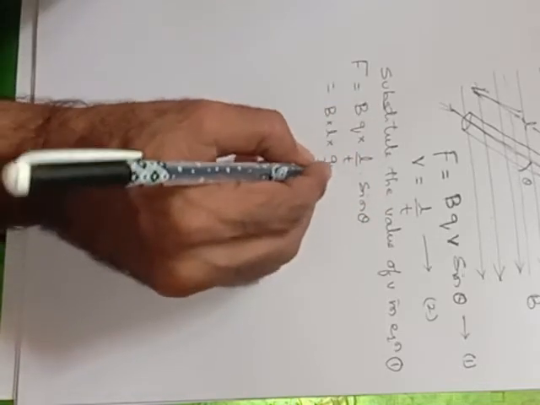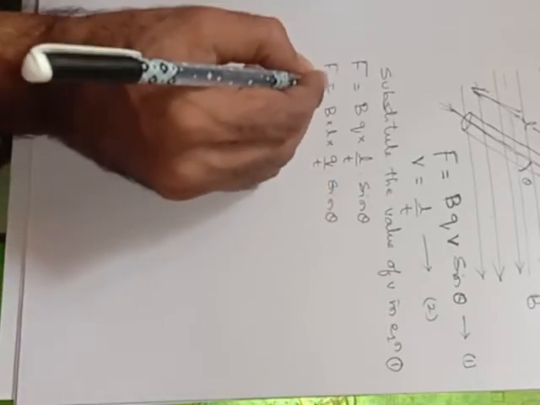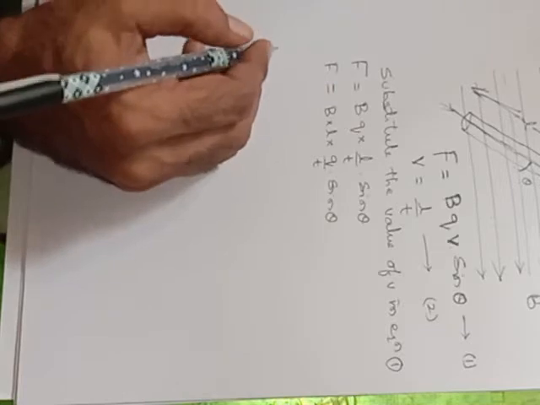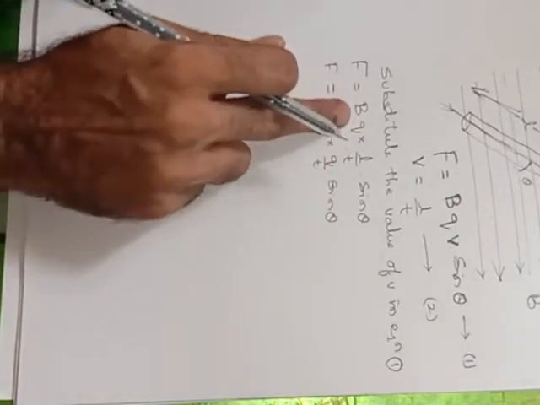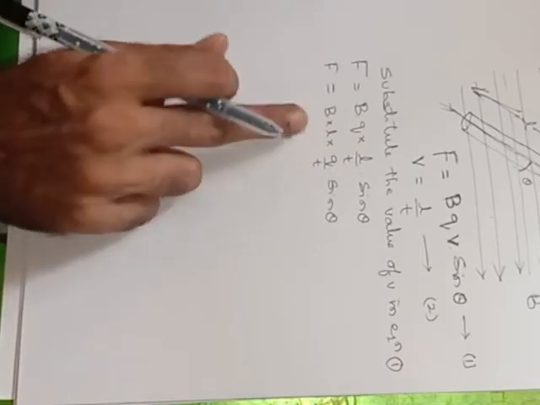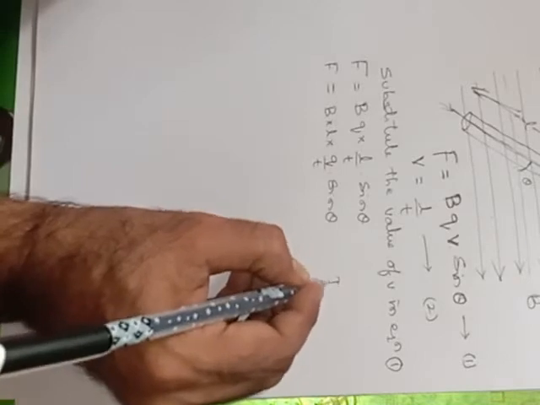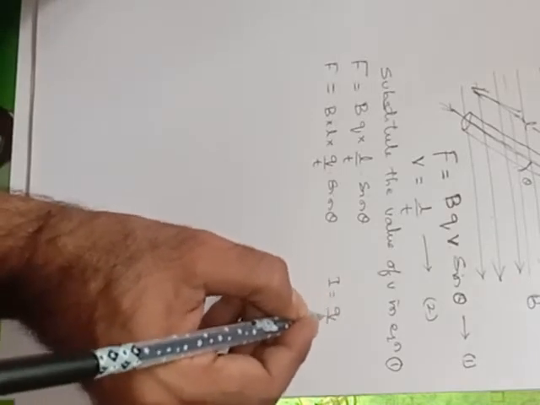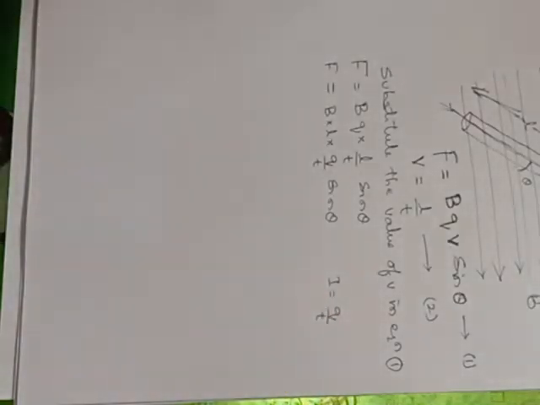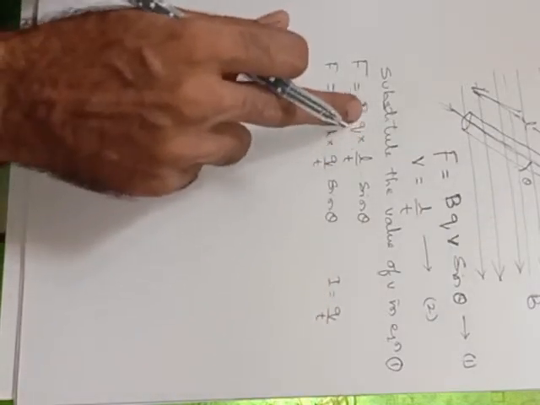Rearranging the terms. What we are doing is, we are just rearranging the terms. How the terms are rearranged? In Q I have taken Q by T. Now why I have taken Q by T? Because we know I is equal to Q by T. I is equal to what? Q by T.